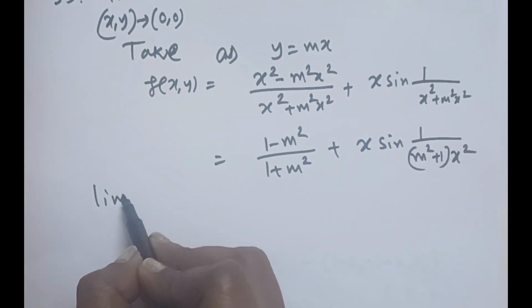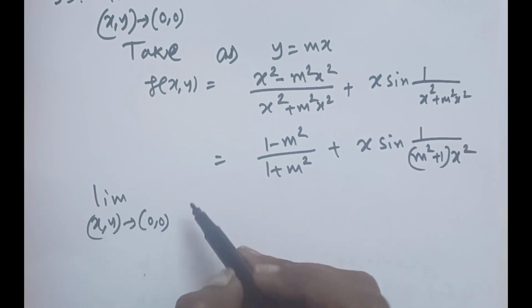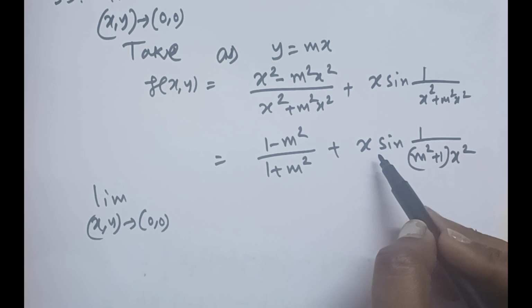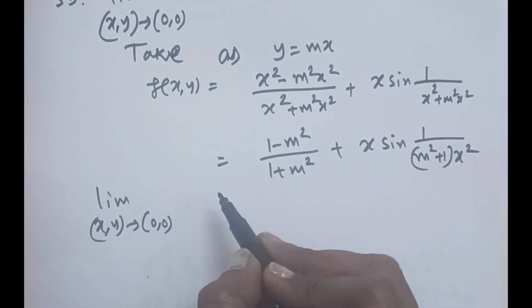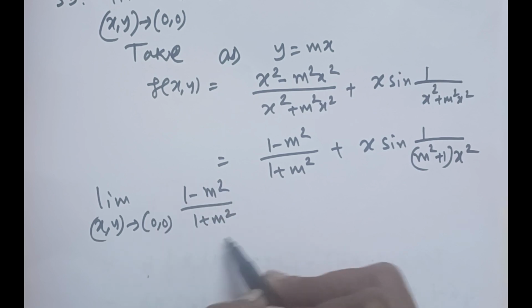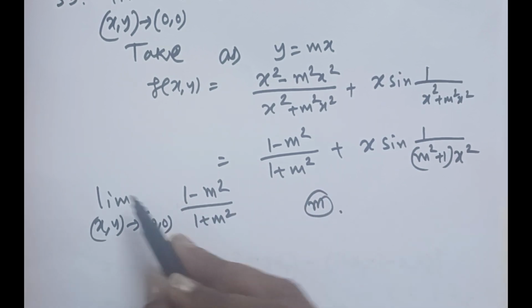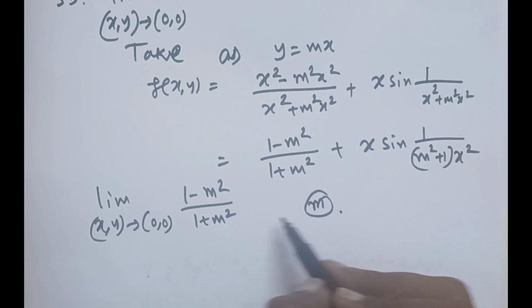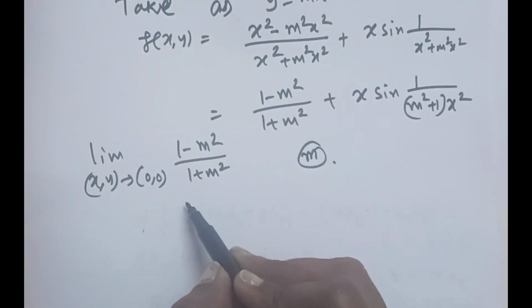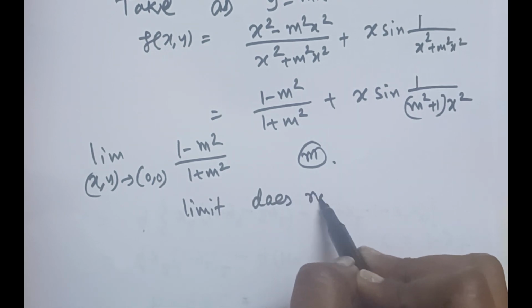Now take the limit (x,y) tends to (0,0) of f(x,y). For the first part we get (1 minus m square) by (1 plus m square), and for the second part x sine 1 by something into x square goes to 0. So only (1 minus m square) by (1 plus m square) remains, which depends upon m. So the limit does not exist. We all know this.